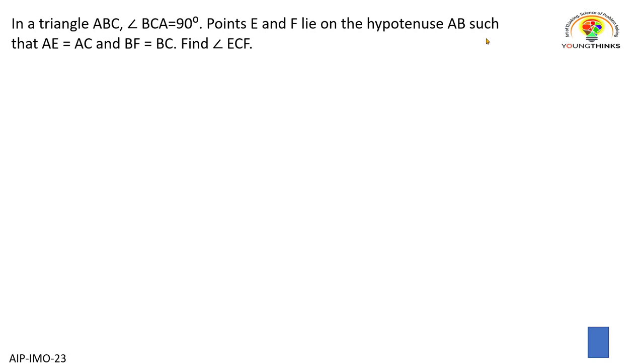In the triangle ABC, angle BCA is 90 degrees, and points E and F lie on the hypotenuse AB such that AE is equal to AC and BF is equal to BC. You need to find angle BCF. No diagram given. No, in fact, the diagram is actually given here.